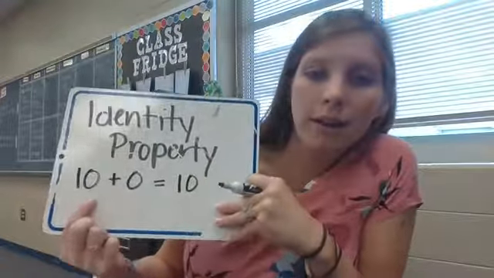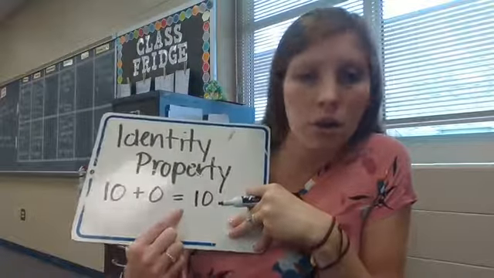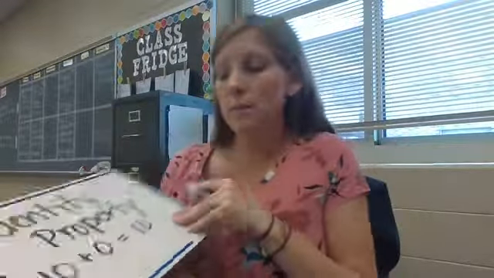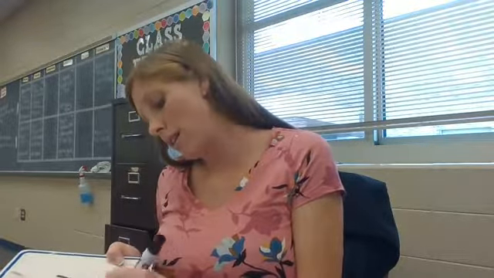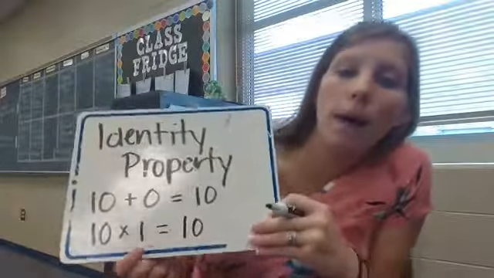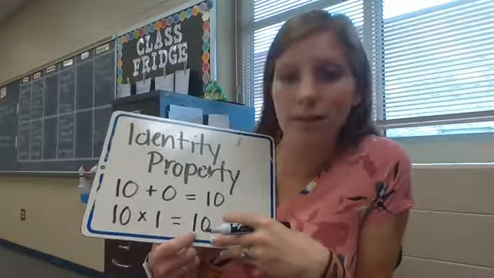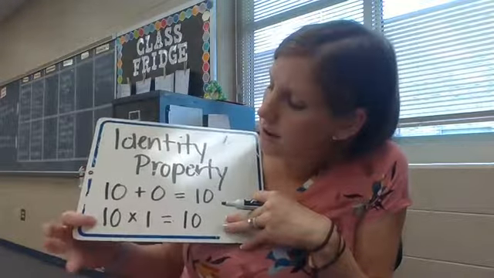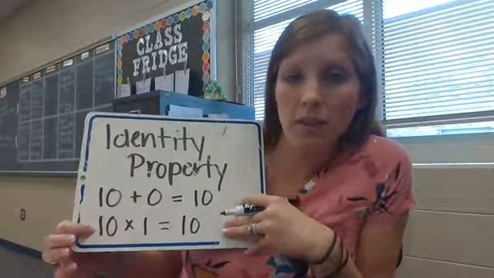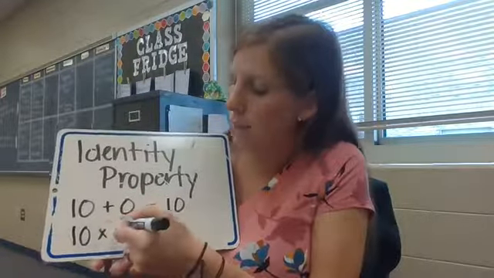The number 10's identity did not change even though we added 0. It stayed 10 no matter what. The identity property of multiplication says that 10 times 1 is equal to 10. When we multiply by 1, the identity 10 stays the same. It does not change. So this is the identity property of addition and the identity property of multiplication. The identity of 10 did not change even after we added 0 or multiplied by 1.